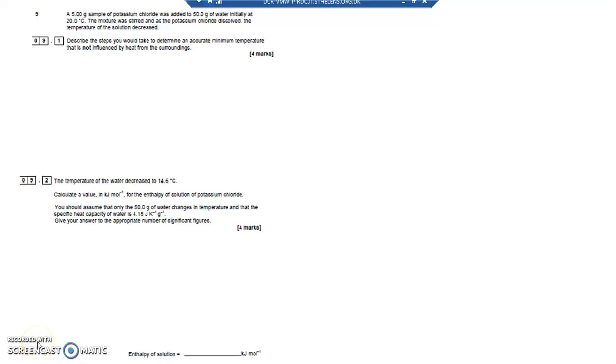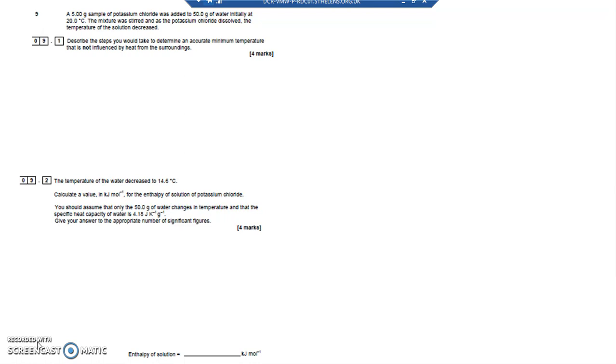Question 9. You've got a 5 gram sample of potassium chloride added to 50 grams of water that's initially at 20 degrees C. The mixture is stirred and potassium chloride dissolved, the temperature decreased. Describe the steps you would take to determine the accurate minimum temperature not influenced by the surroundings.